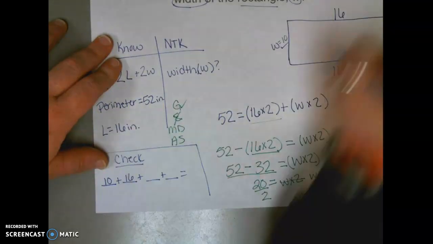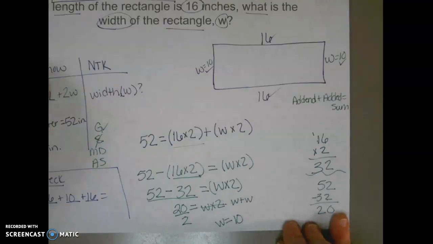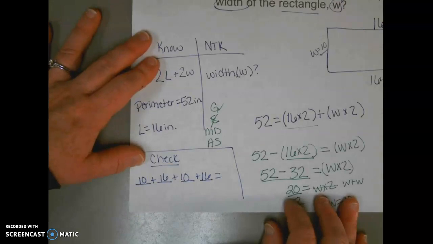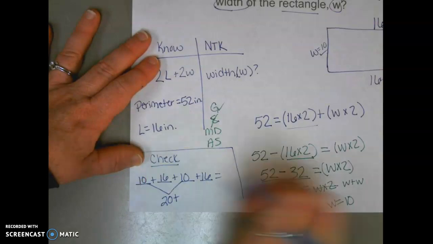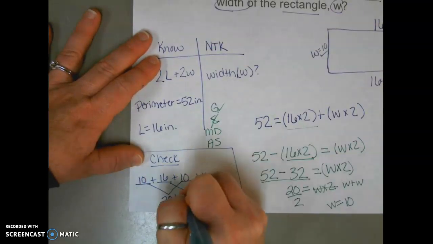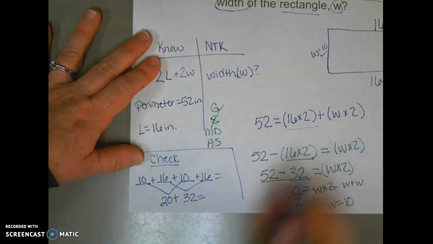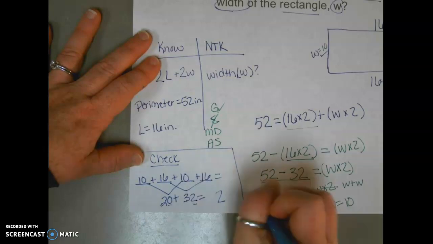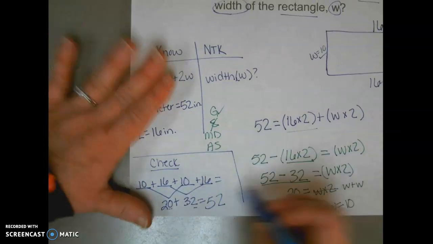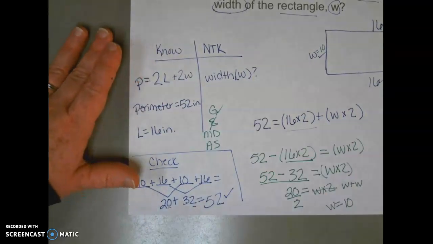So I have 10 plus 16 plus 10 plus 16. And I checked off my numbers to make sure I got every single one of them for my perimeter, and now I will put them together. I like my doubles. I know 10 and 10 is 20, and 16 and 16 is 32. So now I'm doing 20 plus 32, and I can see 0 plus 2 is 2, and 3 tens plus 2 tens is 5 tens. So I have 52, and my perimeter was 52. So this one checks out.